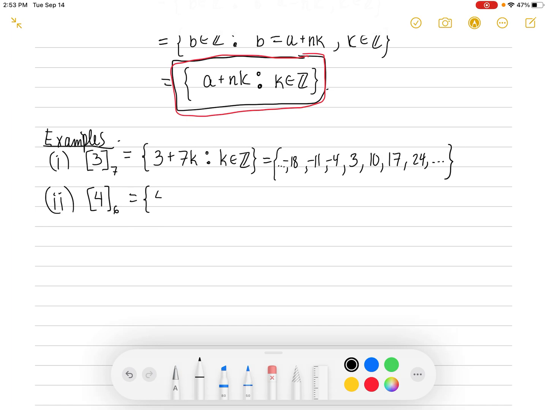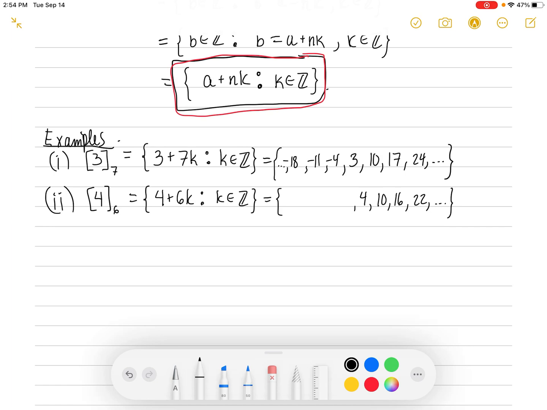By this red characterization, it's going to be everything of the form 4 plus 6k, where k is an integer. So you can let k be 0, 1, 2, 3, and so on, or -1, -2, -3, and so on. That'd be like 4 if you plug in 0. K could be 0, you get 4. K could be 1, you get 10. Then you would get 16.